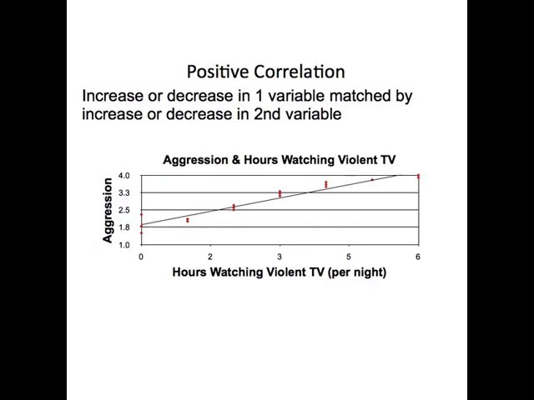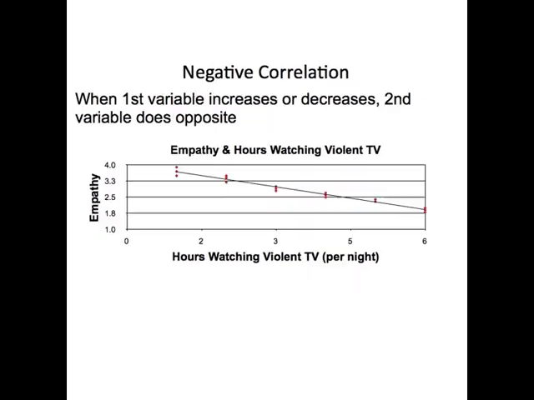So if we're looking at aggression and hours watching violent TV, the more hours teenagers watch violent TV, the more aggression they will exhibit. So that's positively correlated. As one increases, the other one increases as well. Likewise, you can see the opposite effect. As one variable decreases, the other one will also decrease.